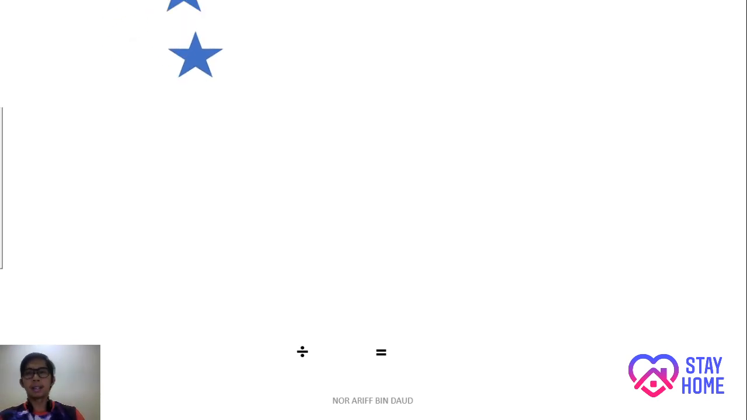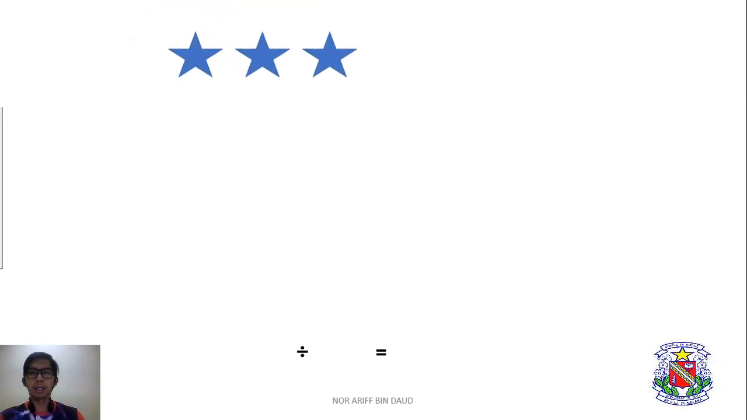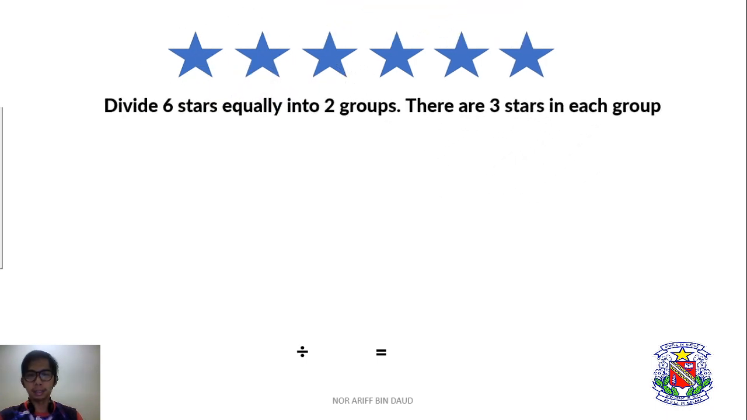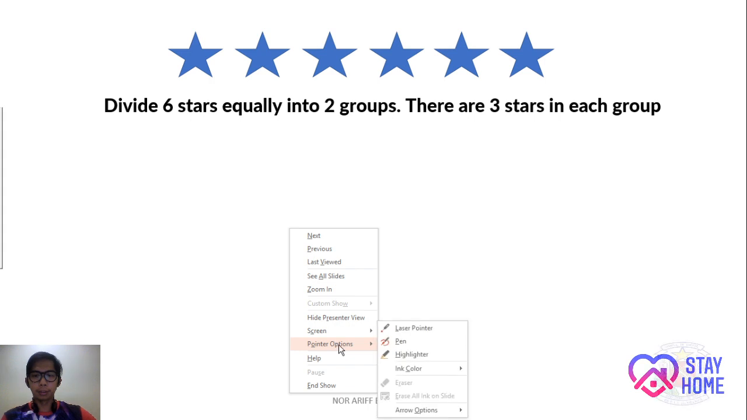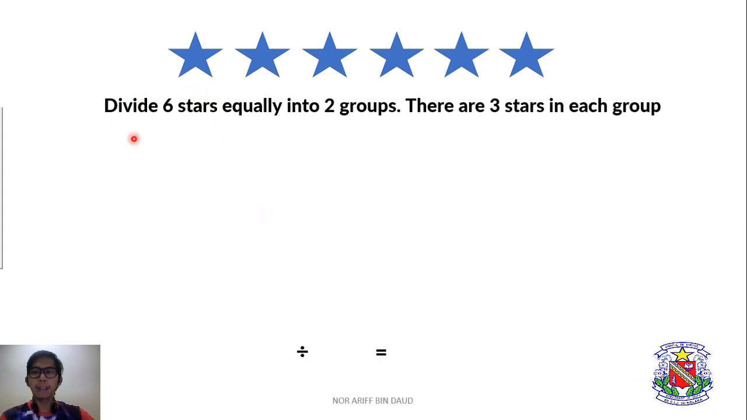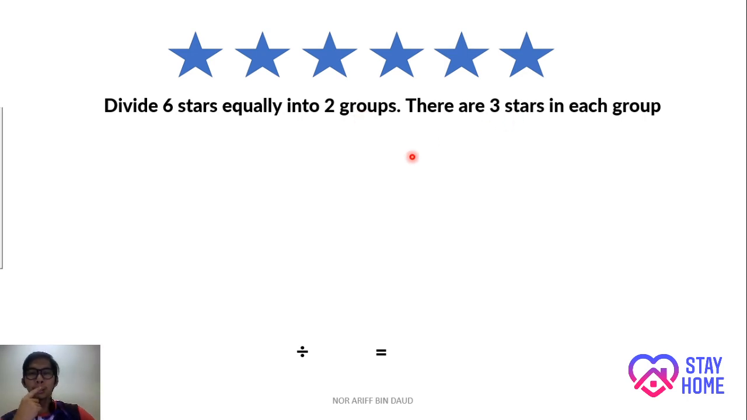I have stars: 1, 2, 3, 4, 5, 6. Okay, 6 stars. Now I want to divide 6 stars equally into 2 groups. There are 3 stars in each group. Now I want to show you. So I have 6 stars here. I want to divide 6 stars equally into 2 groups. So there are 3 stars in each group.